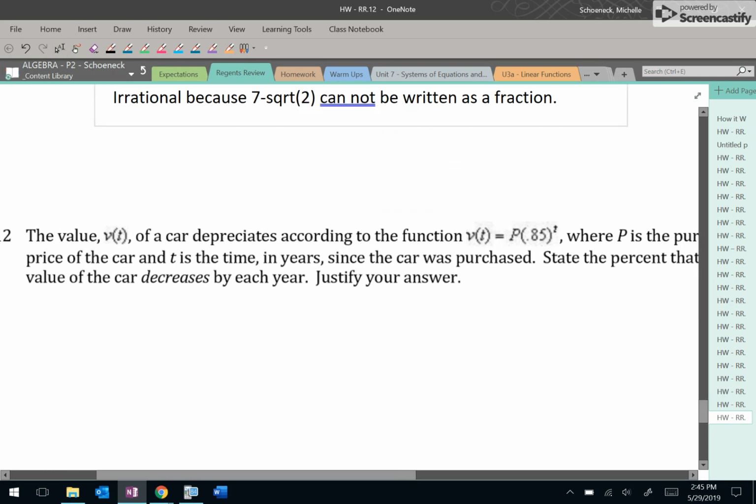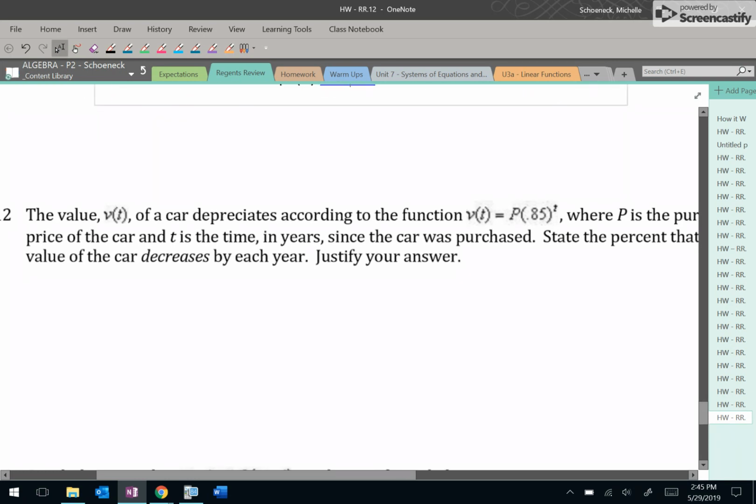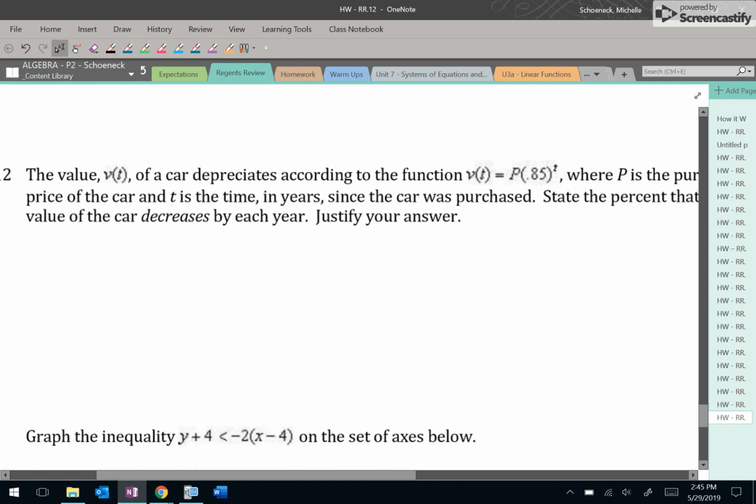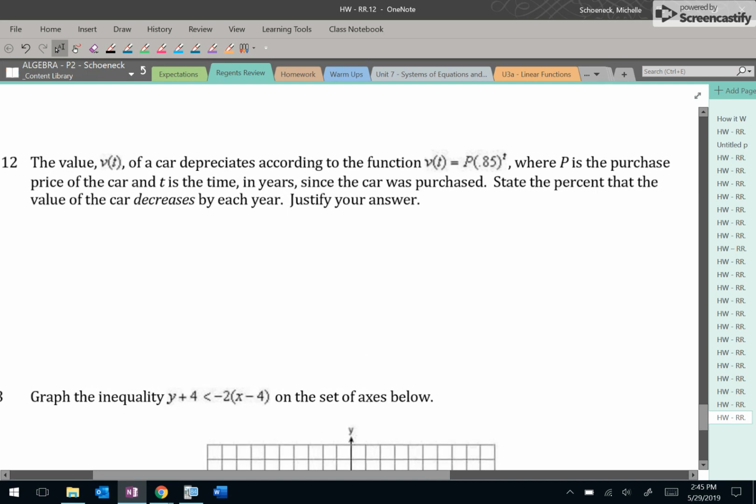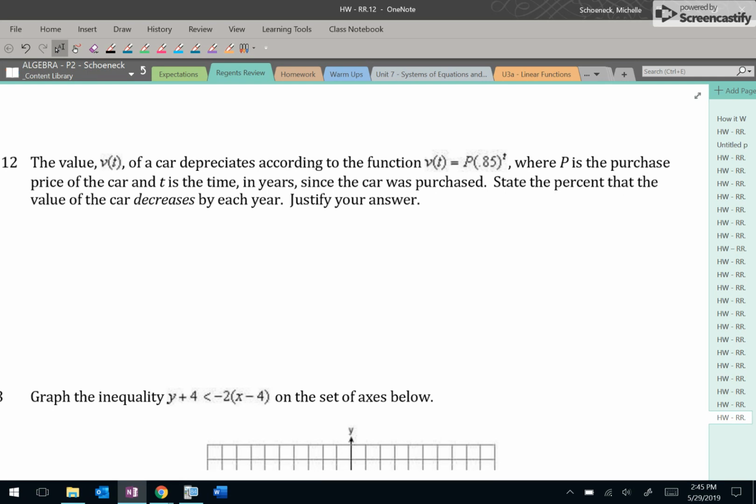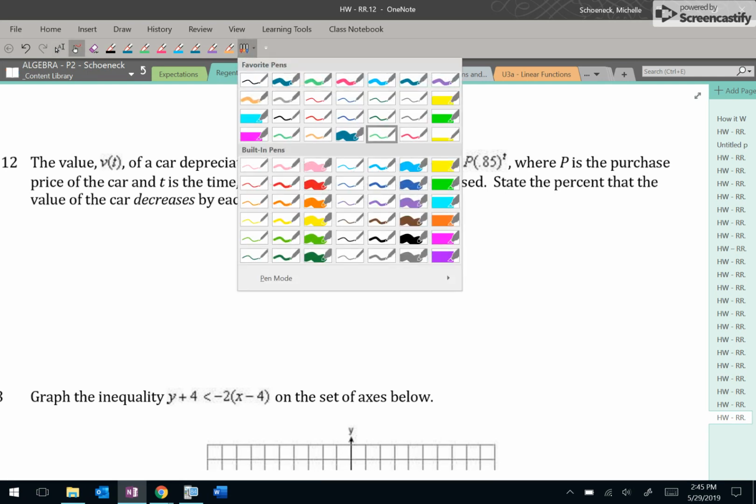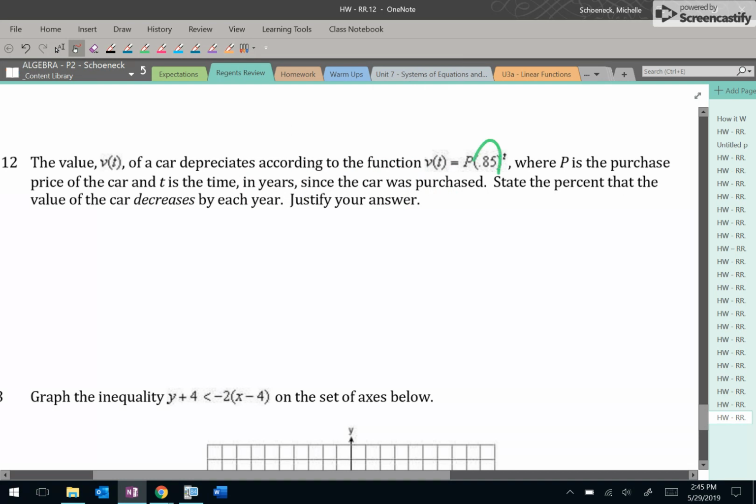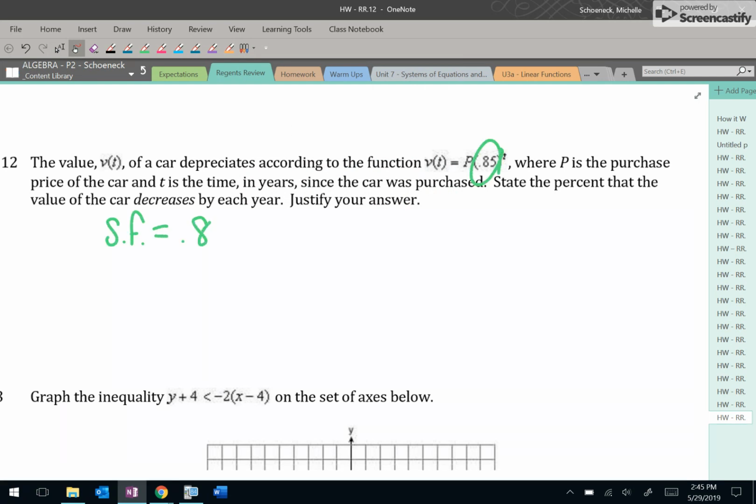Number 12, the value v of t of a car depreciates according to the function v of t equals p times 0.85 to the t, where p is the purchase price of the car and t is the time in years since the car was purchased. State the percent that the value of the car decreases by each year. Okay, well, first I need to find my scale factor. Well, here my scale factor is 0.85. All right, 0.85 is 85%.